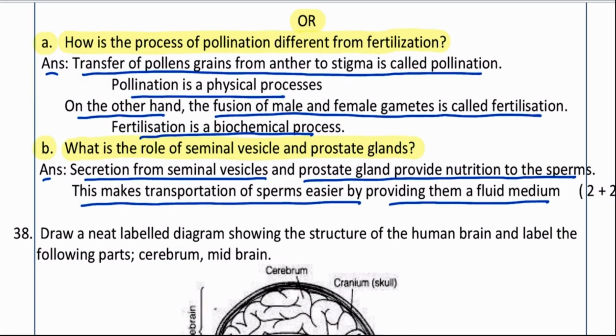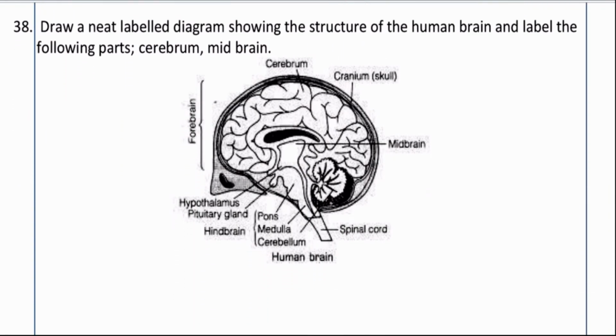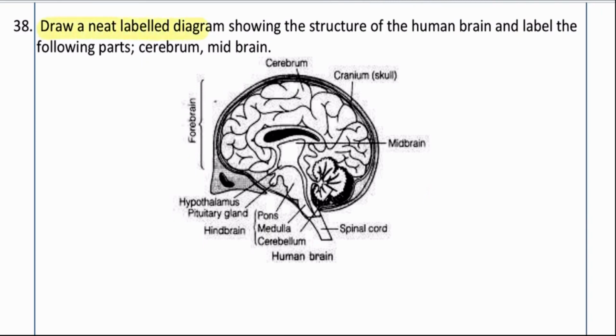Okay, let's head to the last question. Draw a neat labeled diagram showing the structure of the human brain and label the following parts: cerebrum, midbrain. Here is the human brain. Thank you.